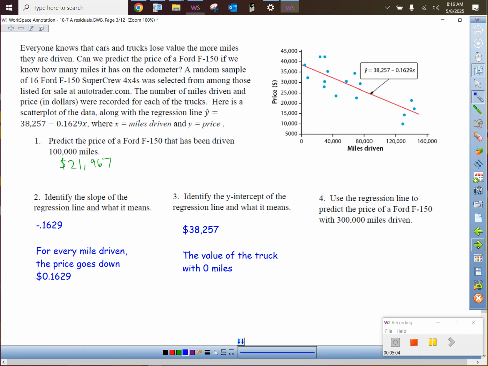But now let's use the regression line to predict the price of one of those trucks if it's been driven 300,000 miles. I know we're newbie drivers. What do you think about 300,000 miles? Is that a lot of miles? That's a lot. So I'll punch it into the regression equation.